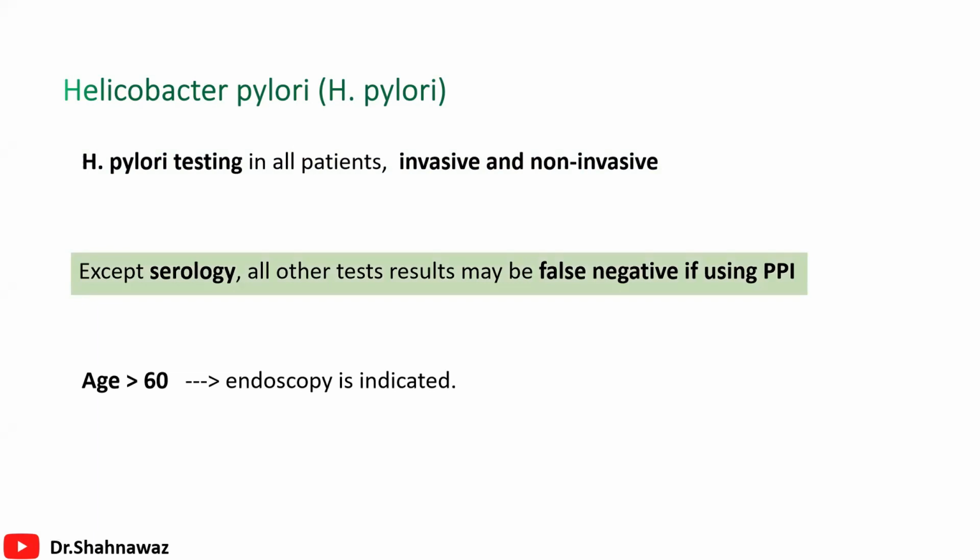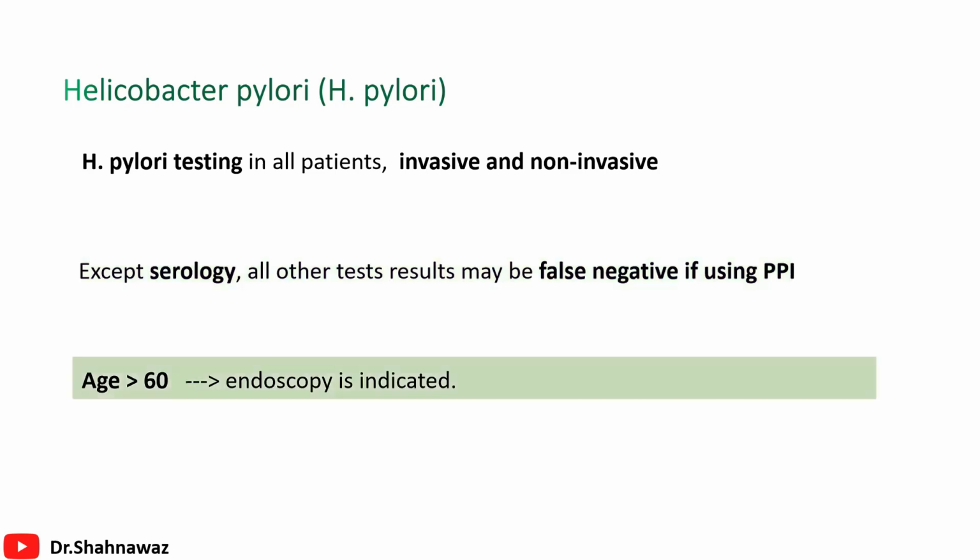Actually, the other tests like the urease breath test or the X-rays could be false negative if the patient is using PPI, except serology. In serology, we don't have any false negativity. Patients who are 60 or more, or in some guidelines more than 45, endoscopy is indicated. We should do endoscopy to confirm if there are ulcerations, since GI bleeding could be a complication of peptic ulcers.